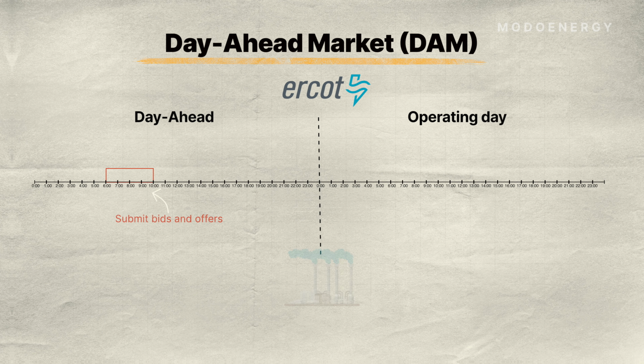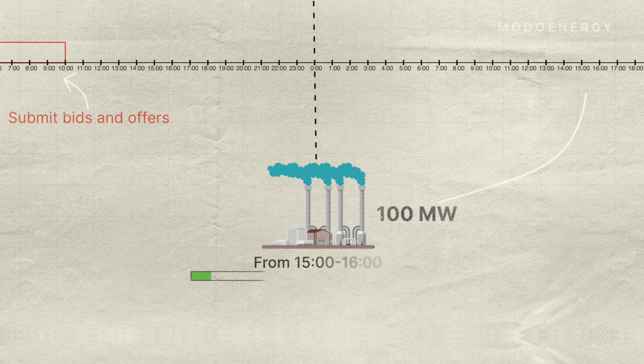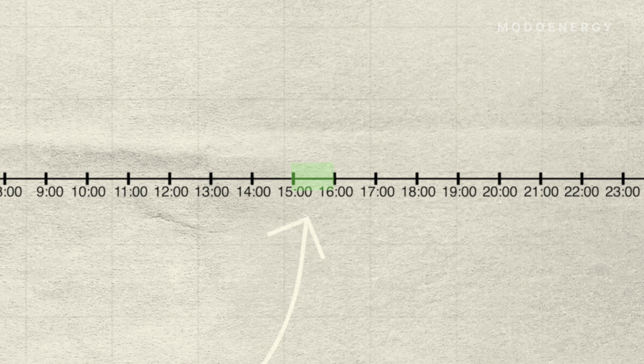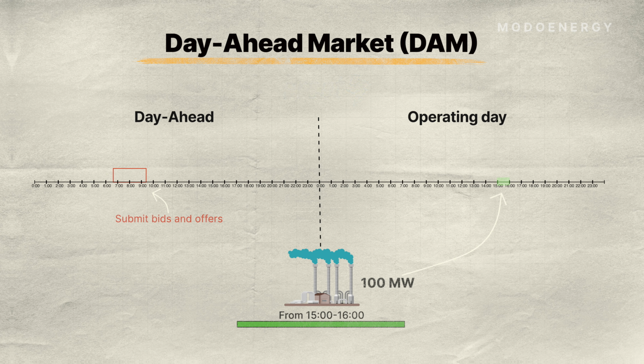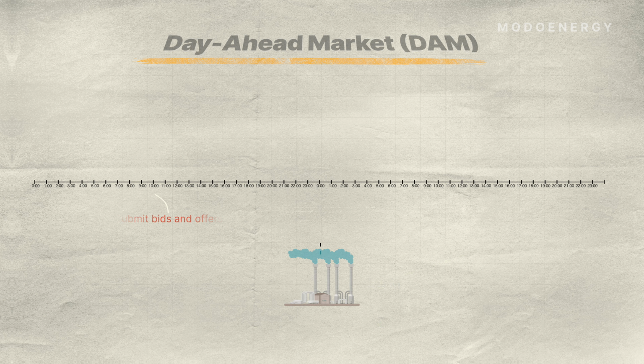So let's say that the gas plant that we mentioned before is accepted to provide 100 megawatts between 3 p.m. and 4 p.m. the following operating day. It is then financially obligated to generate 100 megawatts for the duration of that operating hour.